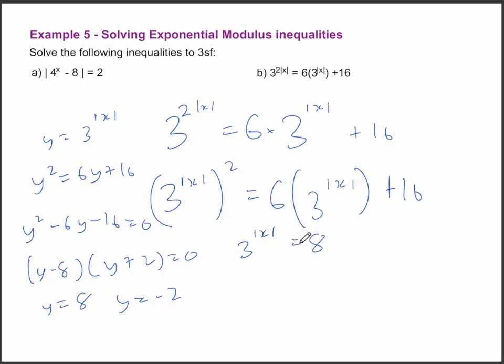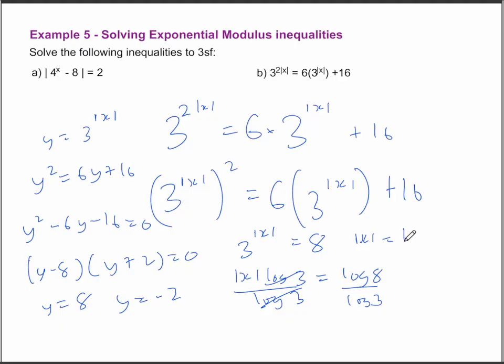And solving this, you have to apply log on both sides. So we have modulus of x log 3 equals log of 8. Then log 3 over log 3 cancel, and we get that the modulus of x is equal to 1.89 to 3 significant figures, which just tells us that x can either be positive 1.89 or x can be negative 1.89 because of the modulus sign. That's when y equals 8.